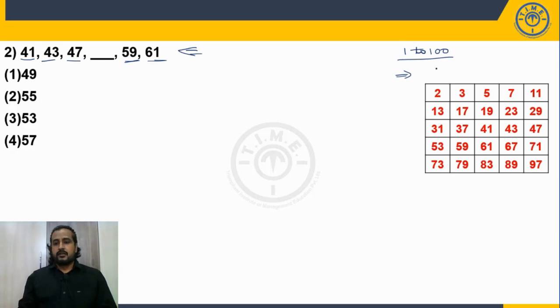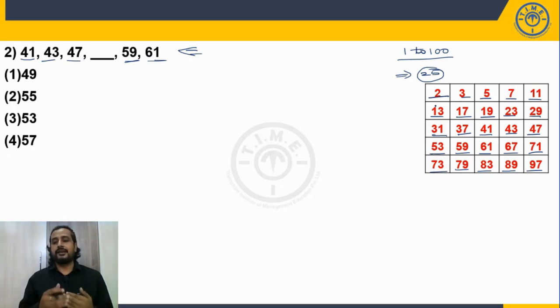What are the prime numbers between 1 and 10? 2, 3, 5, 7. Between 11 and 20: 11, 13, 17, 19. 20 and 30: 23, 29. 30 and 40: 31, 37. 40 and 50: 41, 43, 47. 50 and 60: 53, 59. 60 and 70: 61, 67. 70 and 80: 71, 73, 79. 80 and 90: 83, 89. Between 91 and 100: 97. So these are the 25 prime numbers between 1 and 100. Please try to remember them by heart.